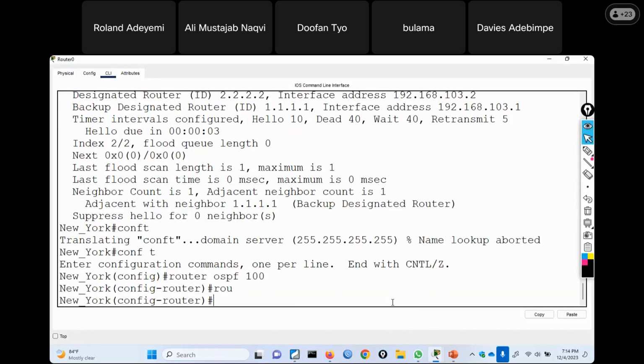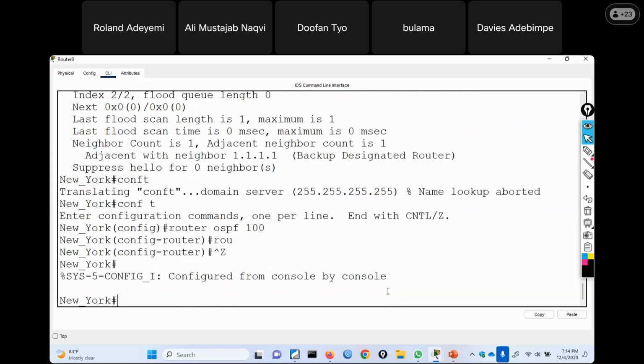The reason why I didn't do it immediately is to show you what the router will do without the router ID command. It will pick any of the IP addresses on the interfaces, and that will be selected as the router ID. But that is not what we want. We want to be in charge. That is why we use router ID straight away. All right. Any question on that before we proceed?